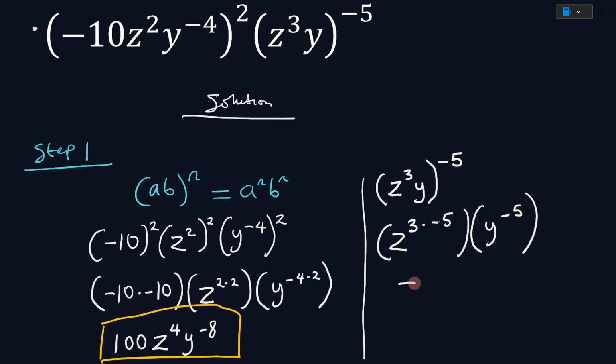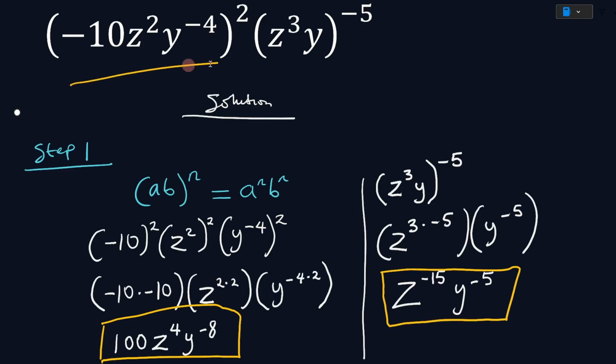This will give us z. Remember we said when a negative number is multiplying a positive number, the result will be a negative number. So 3 multiplied by negative 5 is negative 15. This is y. Y exponential negative 5 is y exponential negative 5. So this is for the second expression. Now we'll have to link these two together.